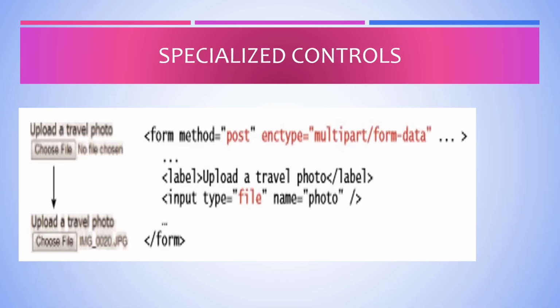Next, specialized control. There are two important additional special purpose form controls that are available in all browsers. Input type equals hidden element allows developers to include data that cannot be seen or modified by users when a form is submitted. Input type equals file element is used to upload a file from the client to the server. Notice that the form element must use the post method and it must include the enctype multipart/form-data attribute as well.